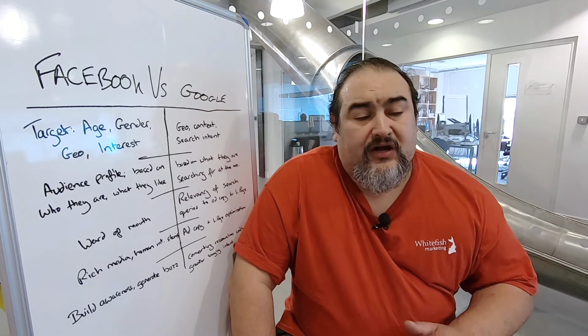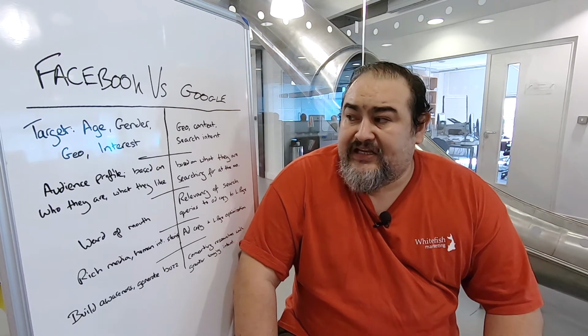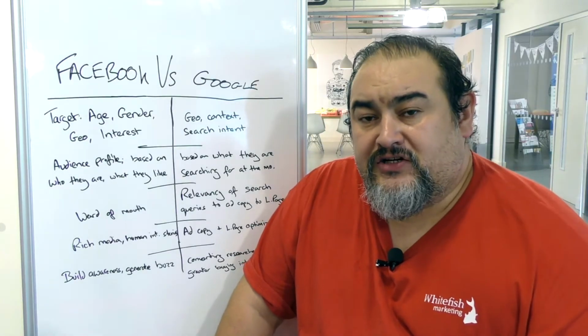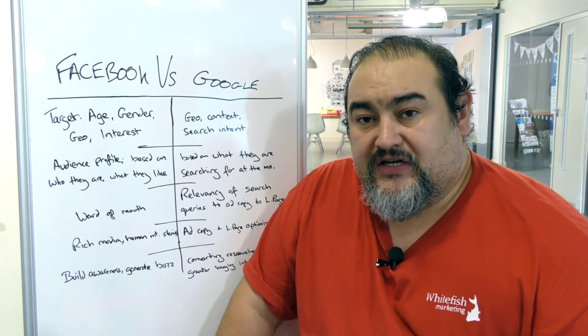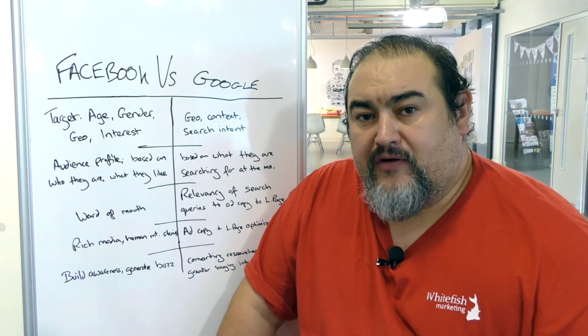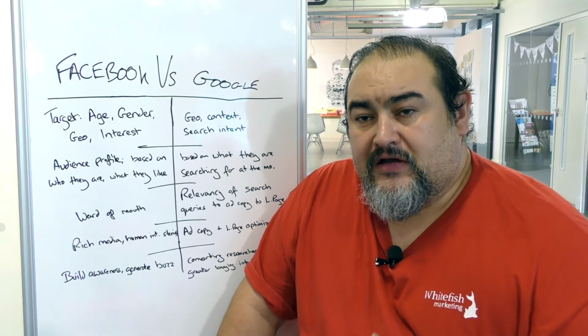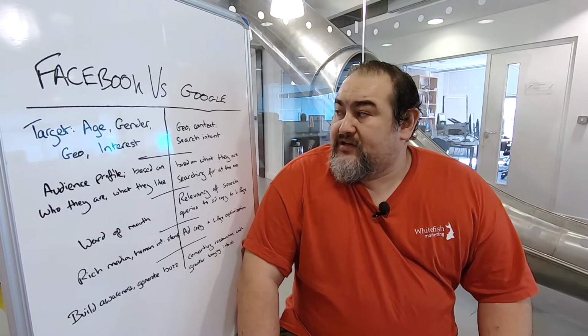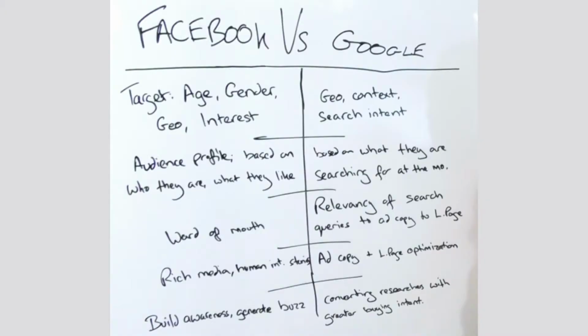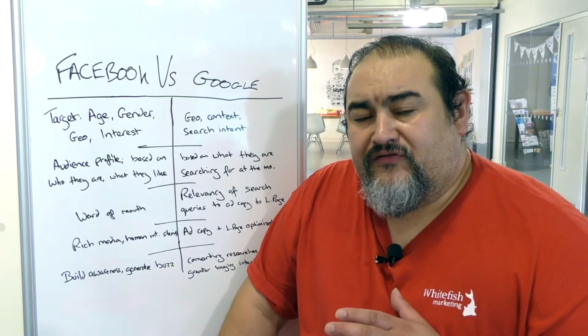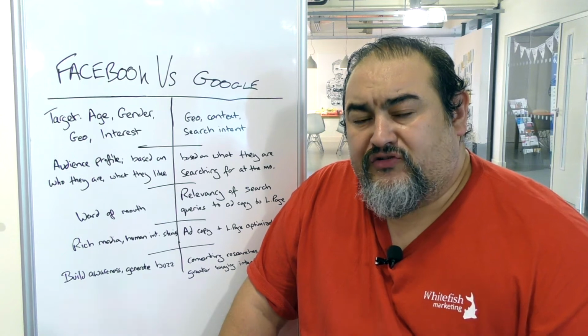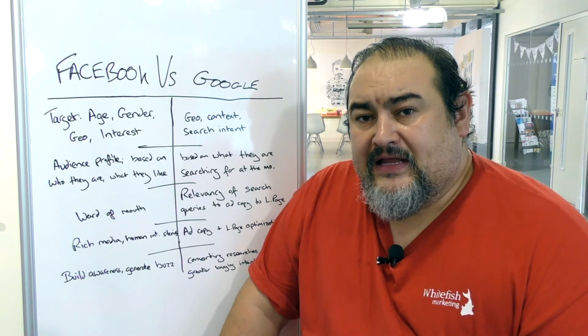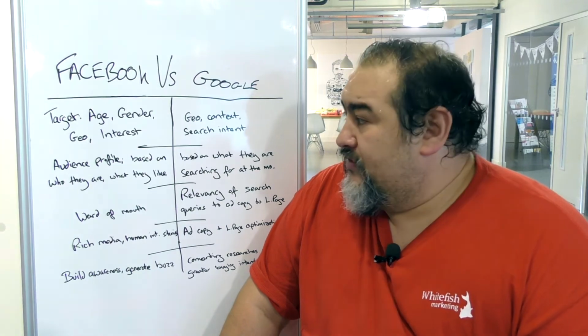In Facebook, you can target based on a number of parameters, such as age, gender, your geolocation, and ultimately interest, which is actually a very, very good one. You can target people who have specific interests and who are fans of certain groups and fans of certain pages. Whilst in Google, it's very much more about the geo, the context, and more specifically the search intent. Search intent is very, very important. It's what people want to search for there and then, and that's how we target the people within Google.